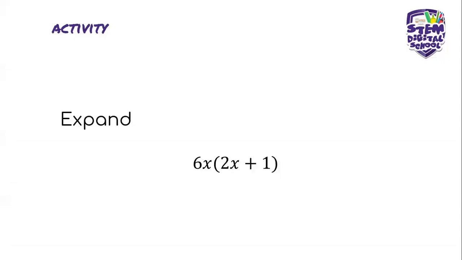Right, can we carry on? We have the first one there, 6x, and then we can just multiply that by 2x. Remember, if you multiply 6 by 2, you get 12, and then x times x is x squared. So the first term is 12x squared, and then 6x times 1 is 6x. So the answer for this expansion will be 12x squared plus 6x.